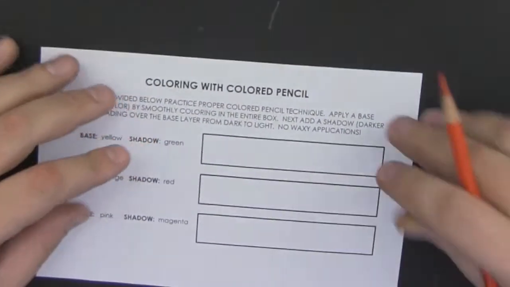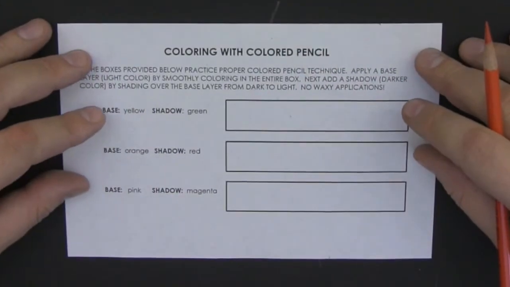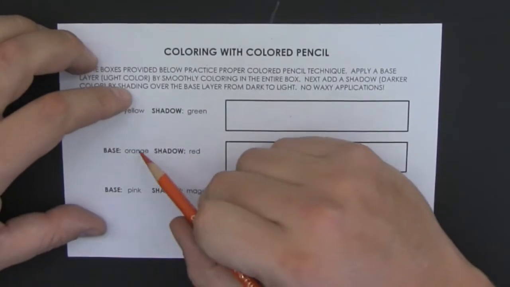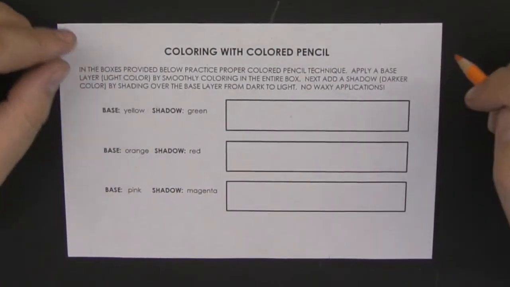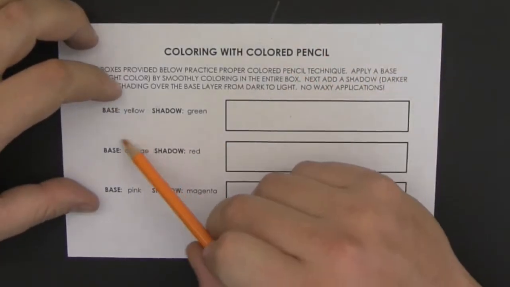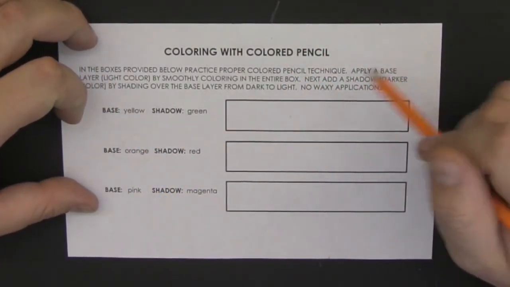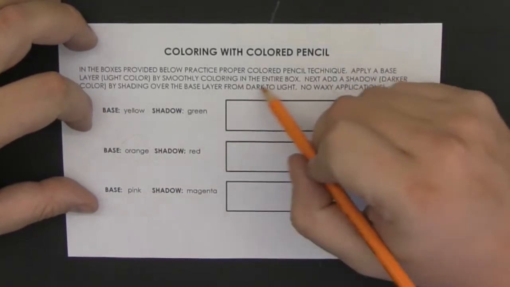Okay, here is an example of the shading worksheet, how to color with colored pencils. We want to apply a base layer in a lighter color by smoothly coloring the entire box. Next, we're going to add a darker shadow layer, coloring from dark to light over top of the base layer.